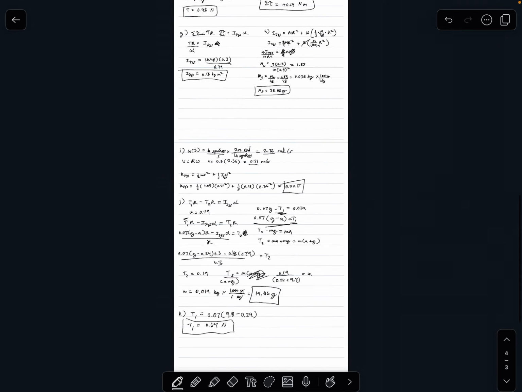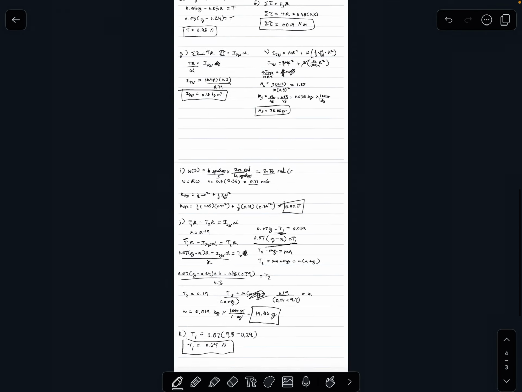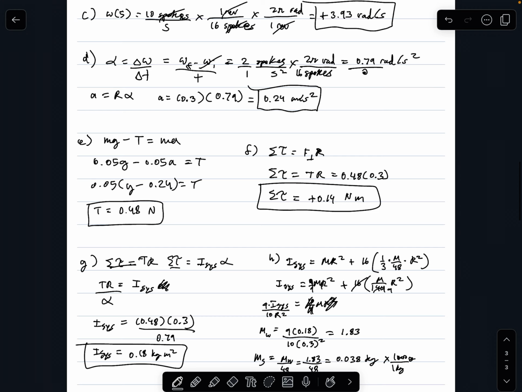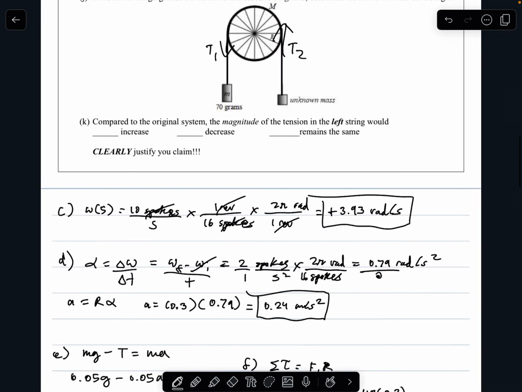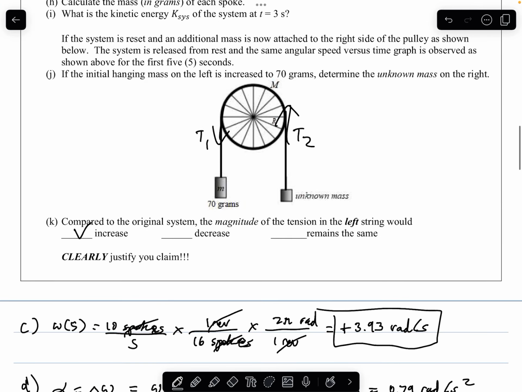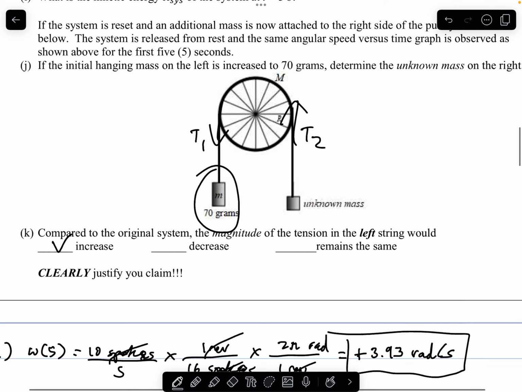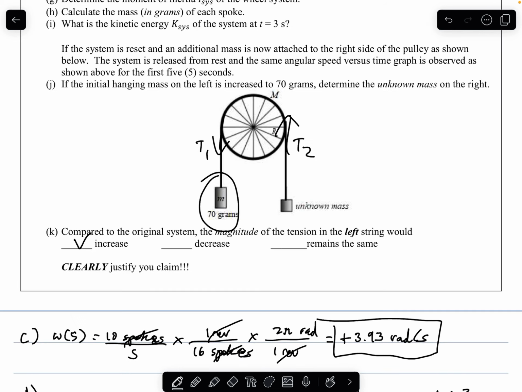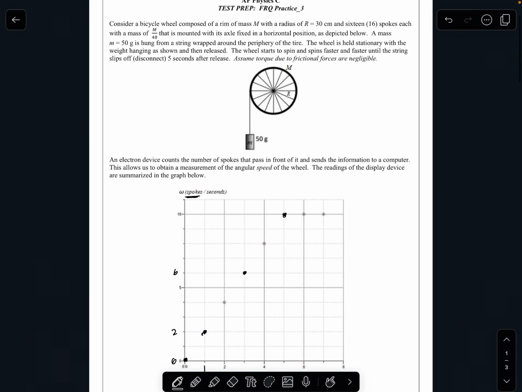And since this tension, 0.67, is bigger than the tension we got on the previous system, which is 0.48, the tension in the left string will increase. And this makes sense because since you have a bigger mass, it's going to need a bigger tension to oppose it so that you have the same constant acceleration. And it also makes sense because this tension needs to be big so that it can oppose the tension on the other side, so that the system has the same acceleration when there's only one tension.